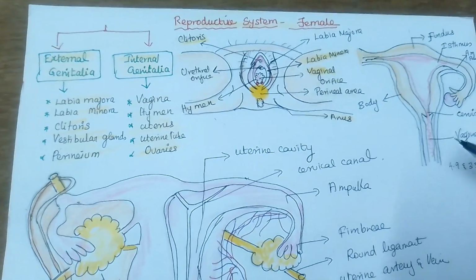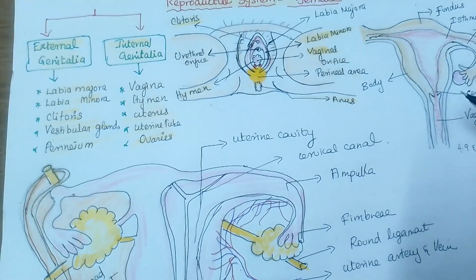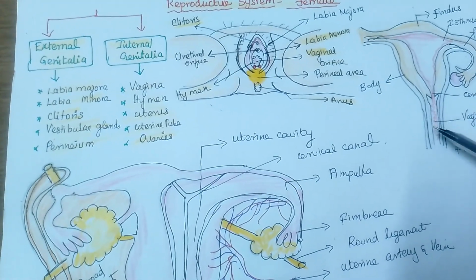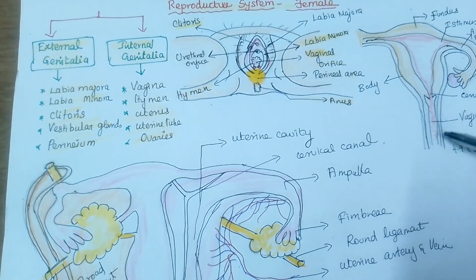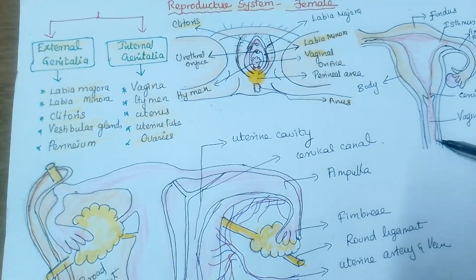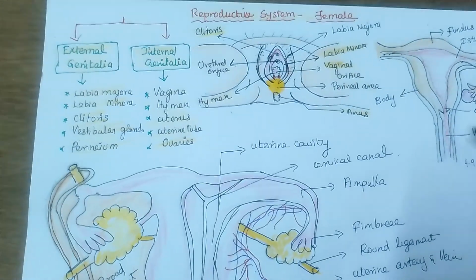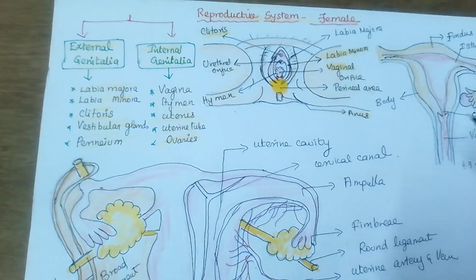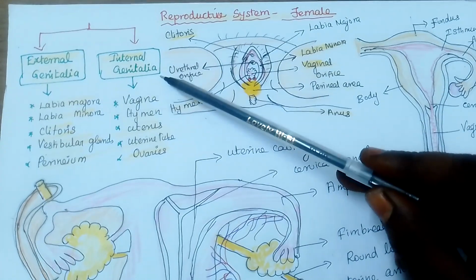The vagina is supplied by the vaginal artery. The venous plexus drains to the internal iliac vein. The nerve supply is parasympathetic and sympathetic, and the pudendal nerve also supplies it. So this is the first part of the internal genitalia, the vagina.